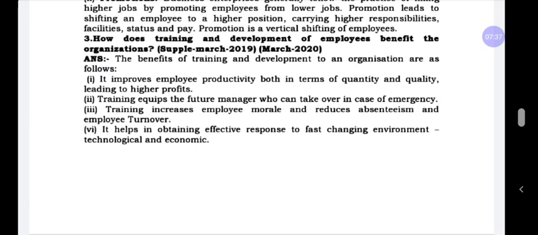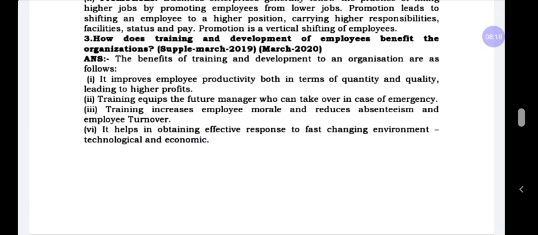First one, it improves employee productivity, both in terms of quantity and quality, leading to higher profit. If you give very good training to an employee, both quantity as well as quality may increase. Even the employee will concentrate more on the work, because the company will give a good salary to those who have worked well. So from the training and development they are going to focus on their target in terms of quantity and quality. This will lead to higher profit for the organization.